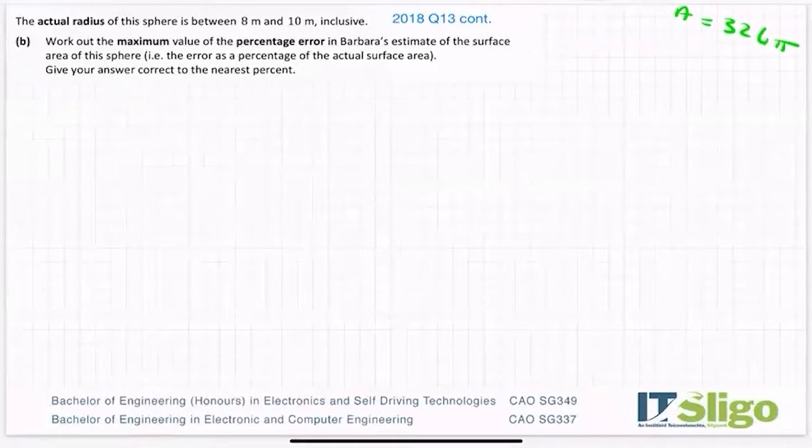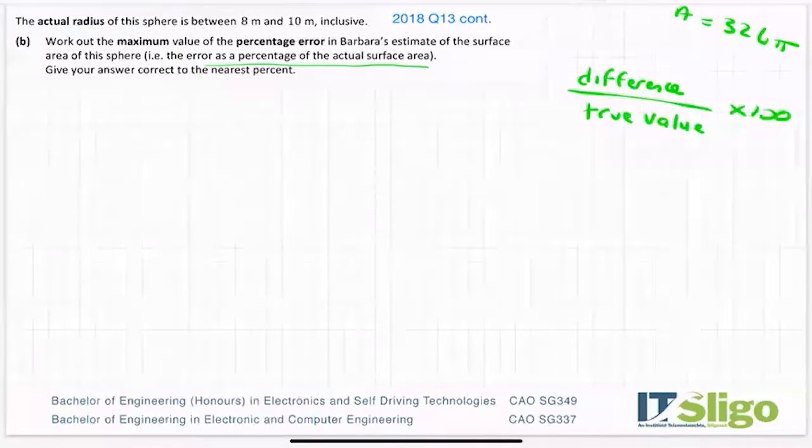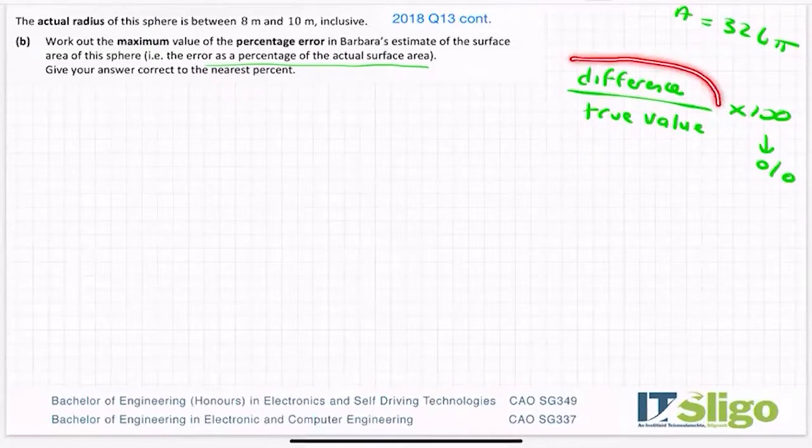for Barbara's estimate. Now the actual radius of this sphere is between 8 meters and 10 meters inclusive. Work out the maximum value of the percentage error in Barbara's estimate of the surface area of the sphere, i.e. the error as a percentage of the actual surface area. Okay, so when you're getting percentage anything, so percentage error, it is the difference over the true value, and you normally multiply it by 100 to convert it to a percentage. This formula is a bit of a generic formula, but it works for percentage profit, percentage loss, percentage errors, percentage anything really.